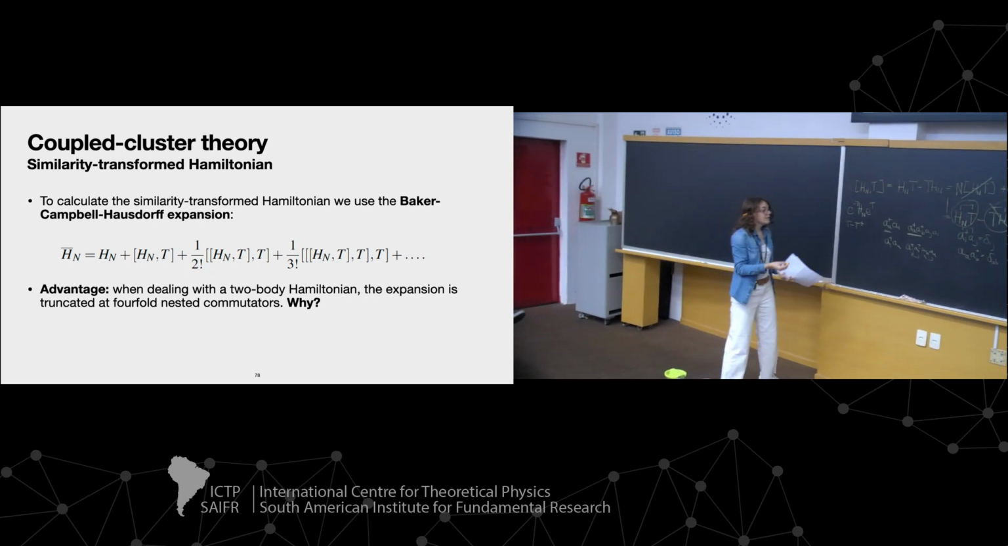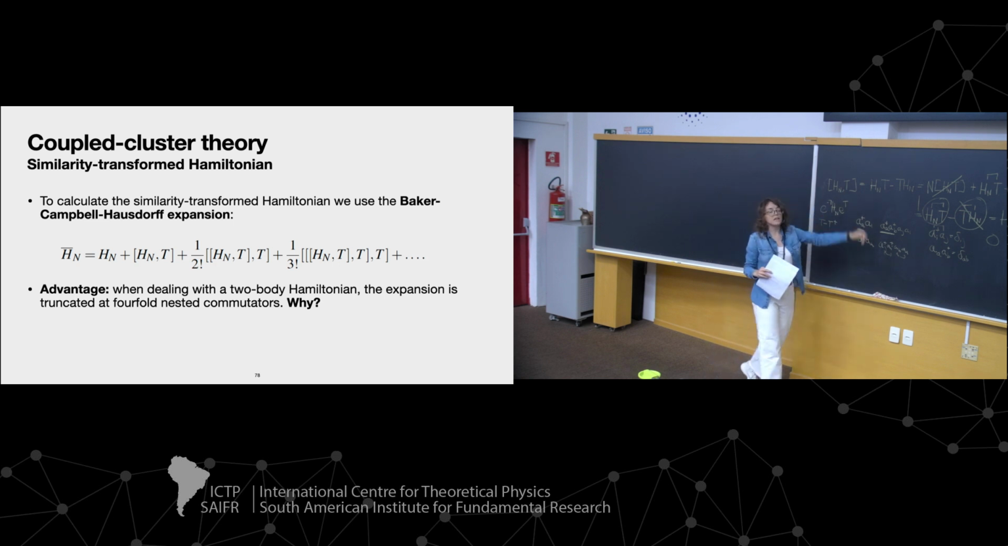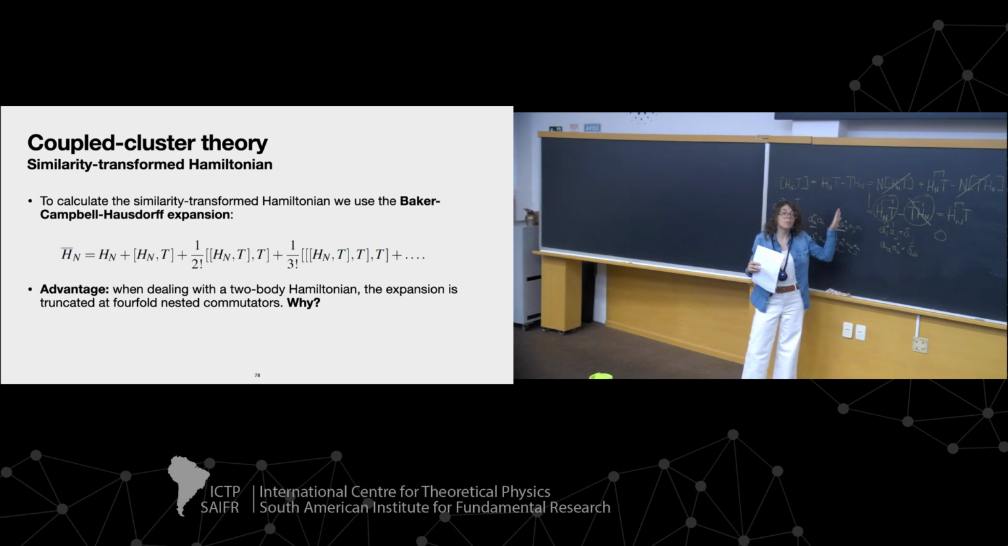And actually, there are methods like the in-medium similarity renormalization group, that I will introduce a bit later, where this happens. They have a formalism in which they perform a similarity transformation of the Hamiltonian, which is unitary. And so they have to truncate the BCH expansion at a certain point, while in coupled cluster, this happens naturally. So is this clear? Do you have questions?